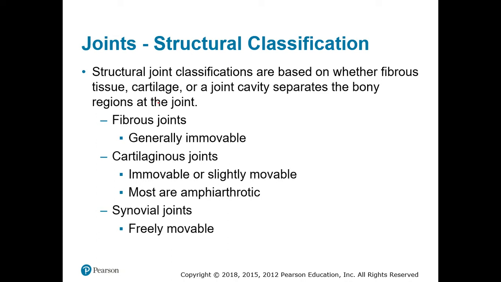Next, we're going to talk about the structural classification of joints. This is based on what actually separates the bony regions at a joint. Does fibrous tissue separate it, cartilage, or a joint cavity? If fibrous tissue separates, they're called fibrous joints, and most of these are immovable. They don't like to move. Cartilaginous joints are separated by cartilage. These can be immovable, but some of them are slightly movable. Most of them are amphiarthrotic, which means slightly movable. And then synovial joints. These are our freely movable joints that typically take place in our knees or in our shoulders, etc.